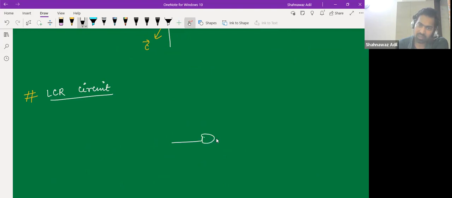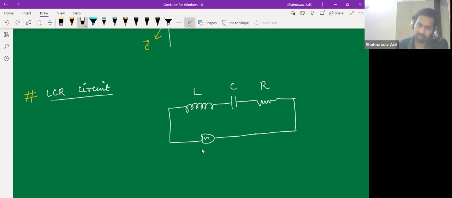So we have this AC supply, then this inductor, then this capacitor, and then this resistor. So we have this L, this C, and this R supply. And let's say this is E, which is E naught sine omega t. Right, so this is the overall circuit.